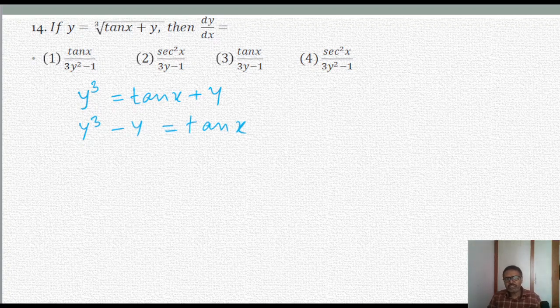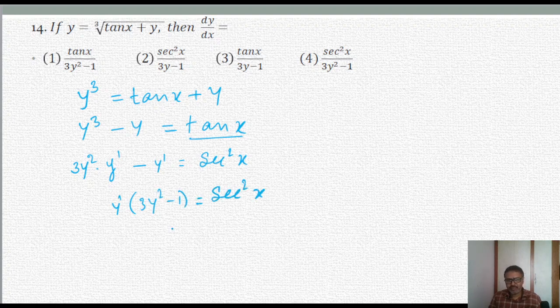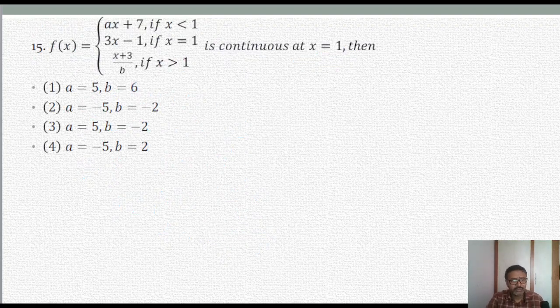Now differentiate with respect to x. Now it is 3y square into y dash minus y differentiation is y dash. We know tan x derivative is secant square x. Friends, we got the answer. Take out y dash common. 3y square minus 1 is equal to secant square x. So y dash is equal to secant square x divided by 3y square minus 1. So our option is option 4 for this. Let's move on to the next one, friends. Now the next question is again on continuity.